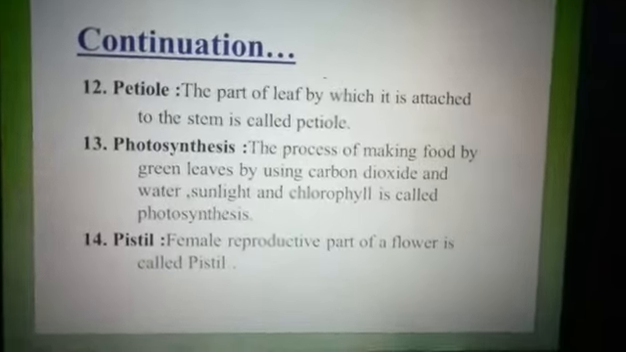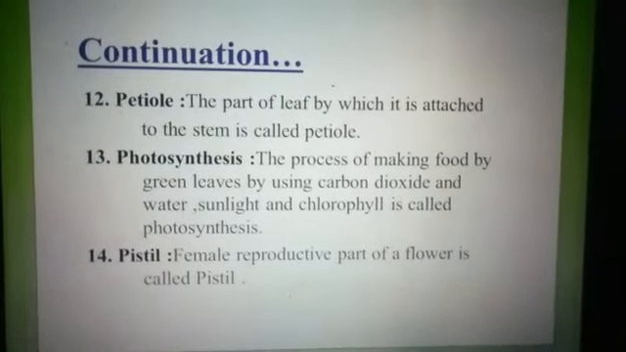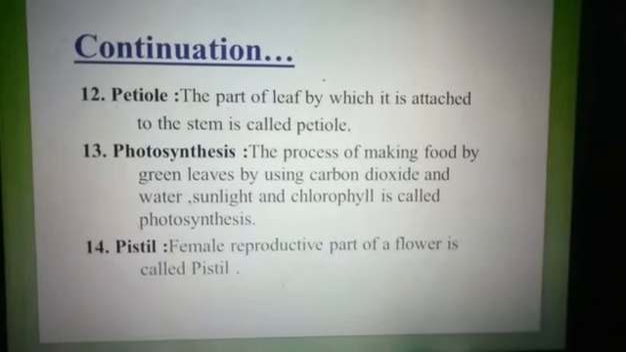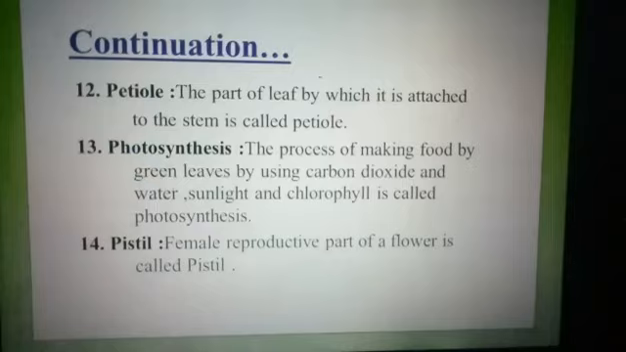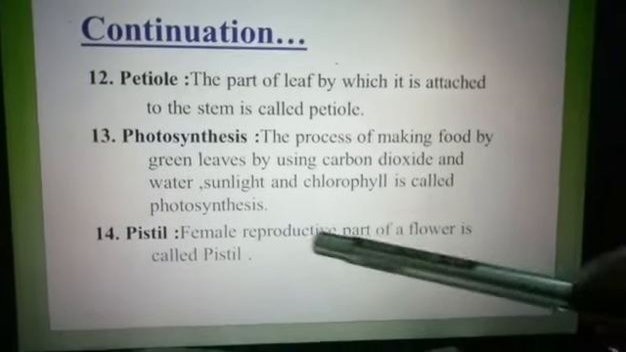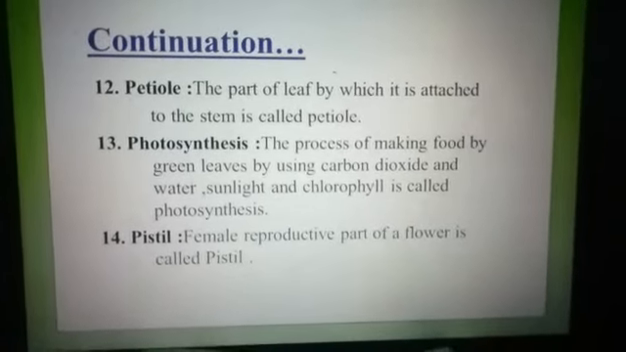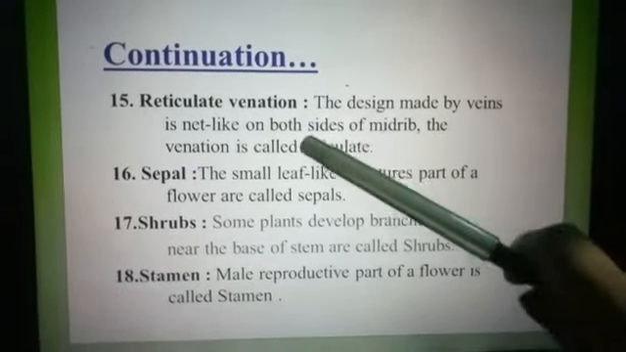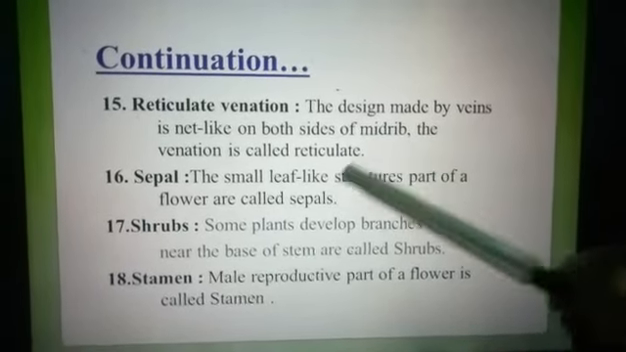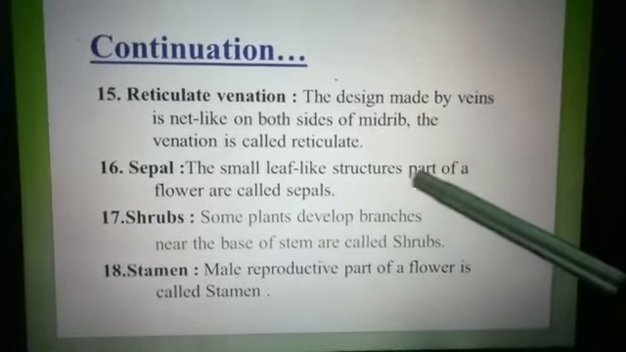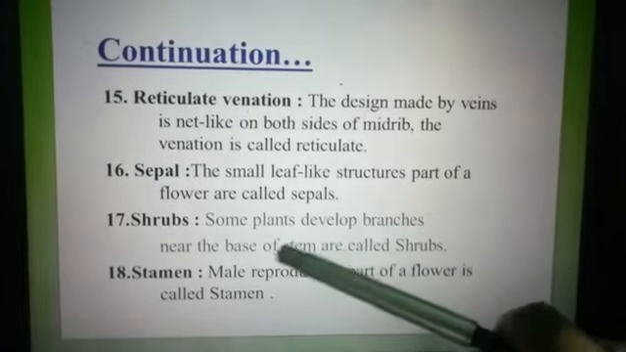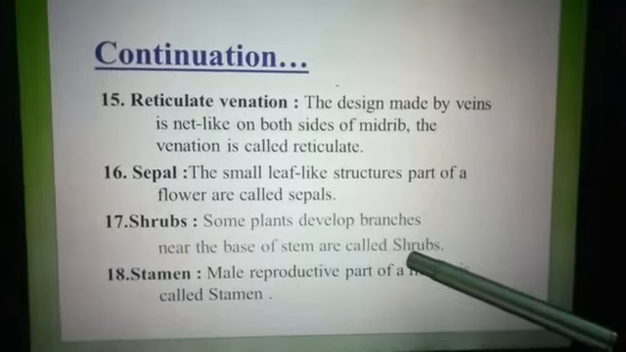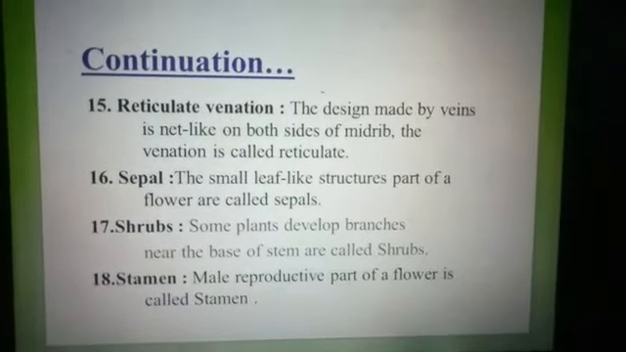Next we have number 12, petiole, the part of leaf by which it is attached to stem. Okay, understood. Photosynthesis means making food by using four materials: carbon dioxide, water, sunlight, chlorophyll. Then about pistil. Pistil is the female part, right? Female reproductive part of flower. Reticulate venation means the design made by veins is net like on both sides of midrib, right? Then sepals, the small leaf like structures part of flower. Then about shrubs. Shrubs, some plants develop branches near the base of a stem, are called shrubs. Stamen is the male reproductive part of flower.